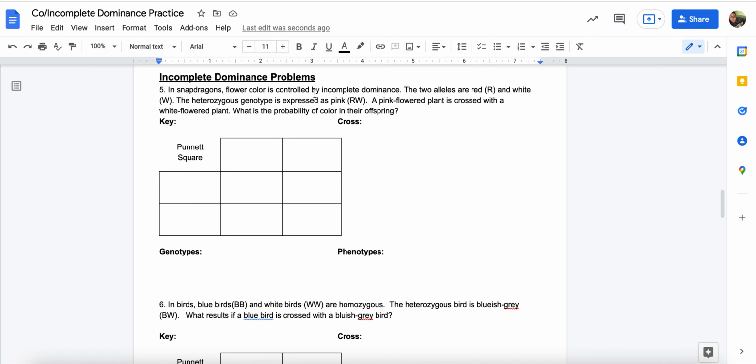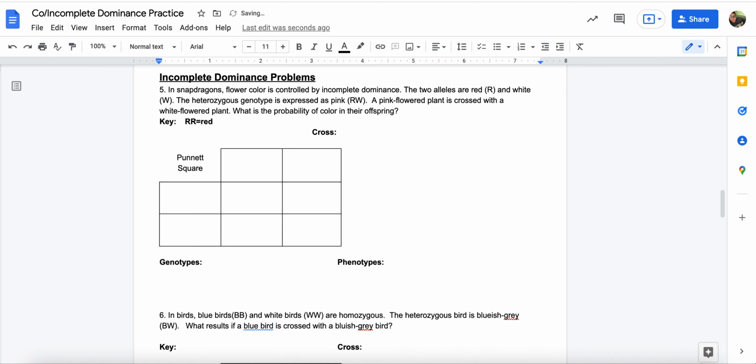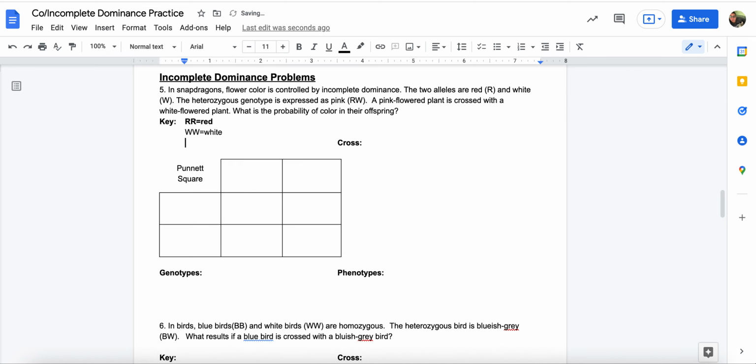In snapdragons, flower color is controlled by incomplete dominance. The two alleles are red and white, so let's start our key. Capital R is going to be red, capital W is going to be white, and then the heterozygous genotype is expressed as pink. So capital R, capital W is going to be pink.